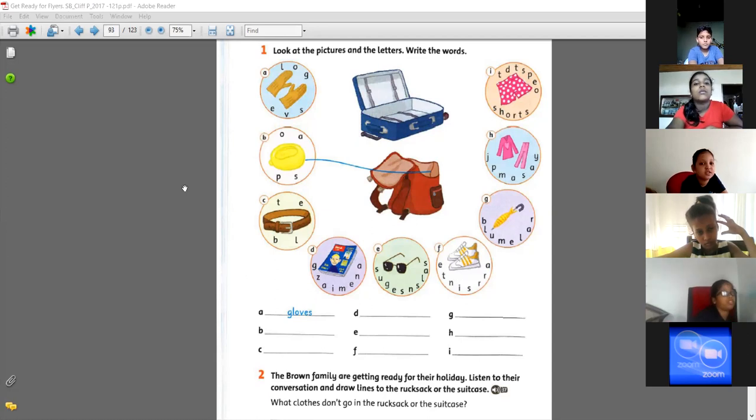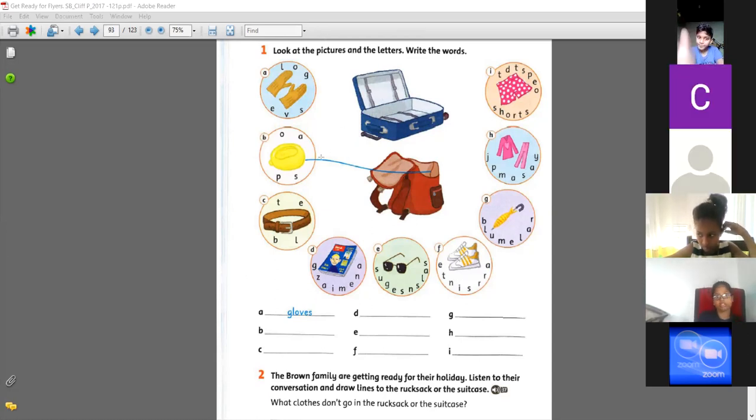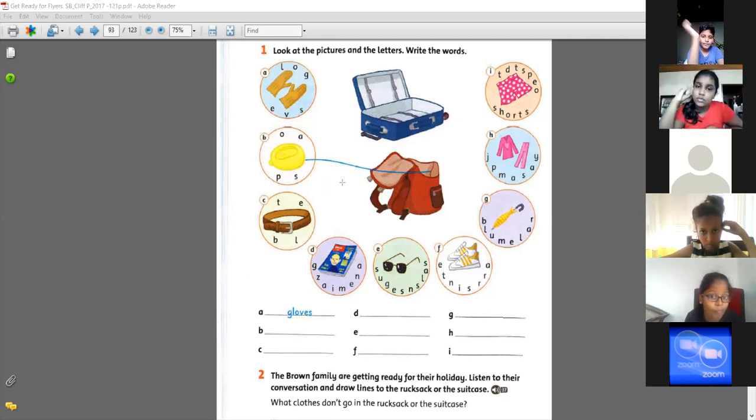The Brown family are getting ready for their holiday. Listen to their conversation and draw lines to the rucksack or the suitcase. First one is done for you. No need to do that.